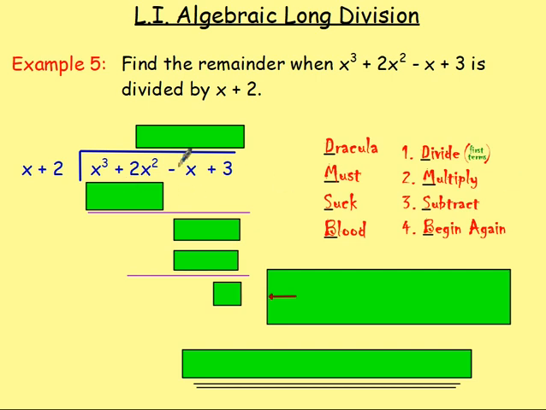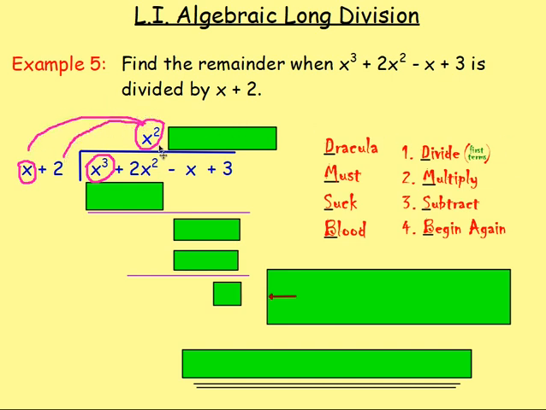So D for divide, Dracula. So it's always the first term. So x cubed divided by x will give you x squared. So at the top, we've got an x squared. D for divide, M for multiply. So to multiply, you take that x squared and you do x squared times x, and x squared times 2. If you do that, well, x squared times x will give you x cubed. X squared times 2 will give you 2x squared.